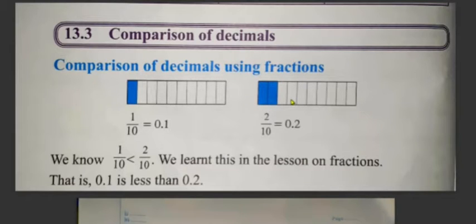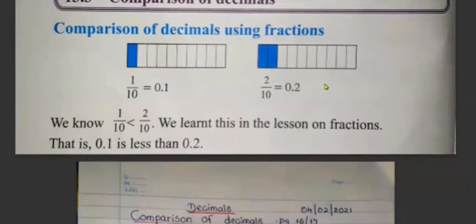Please observe, there are two diagrams. Now we are going to compare which is greater and which is smaller, right? This diagram is divided into 10 equal parts and only one part is colored. And this diagram is divided into 10 equal parts and two parts are shaded. Now we are going to compare which one is greater.